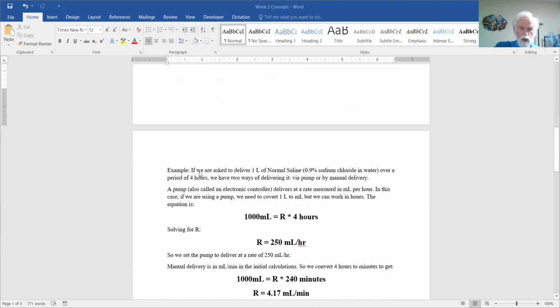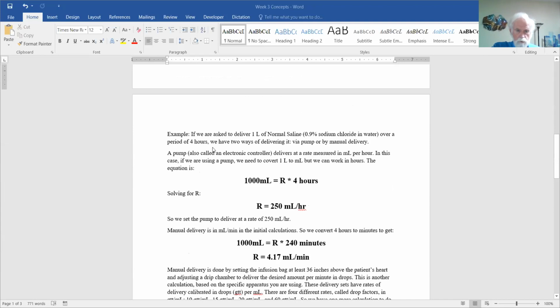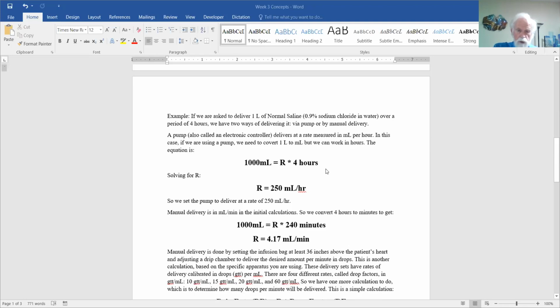So if we're looking at delivering 1 liter of normal saline over a period of 4 hours, if we're going by electronic pump, it's going to be 1,000 milliliters equals the rate times 4 hours. And then it's just a simple solution to divide both sides by 4 hours. We get 250 milliliters per hour. So that's fairly straightforward. The numbers will be different, but it doesn't get any more complicated than that.